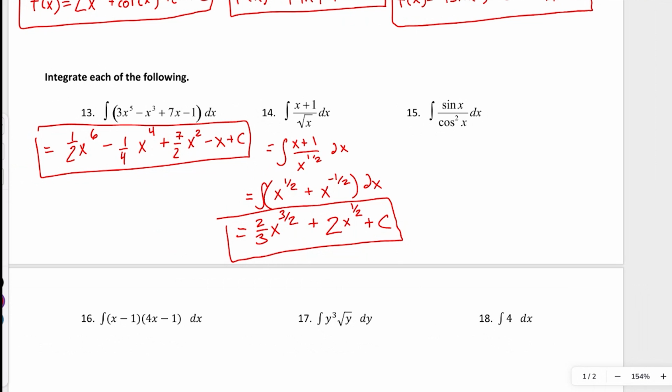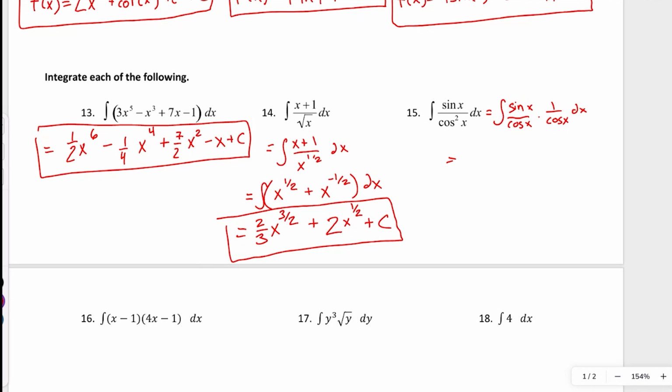Sine times 1 over cosine would be secant squared. Although we don't really know how to deal with a product either. So what we're going to have to do is use some trigonometric identities to rewrite this. So I'm going to say that this equals the integral of sine x over cosine x times 1 over cosine x. Basically just separating out the cosines, and you can double check and make sure that this is true. Sine times 1 is sine, cosine times cosine is cosine squared, so this works.